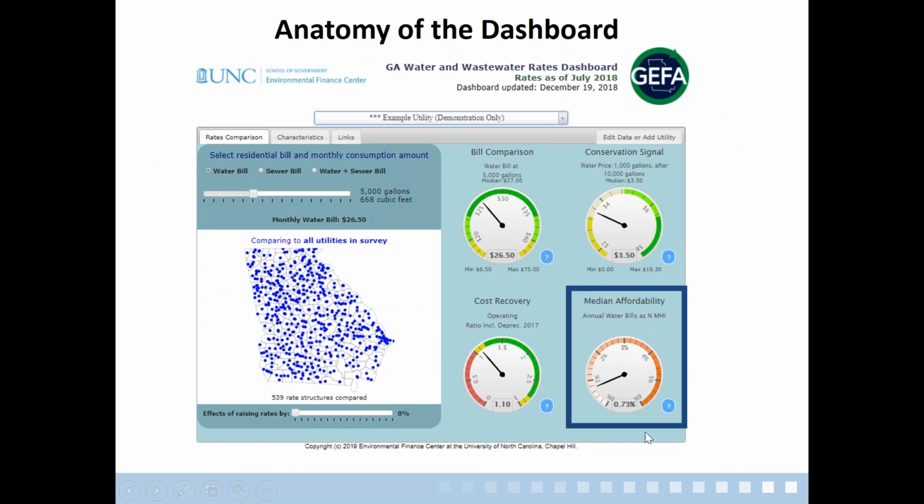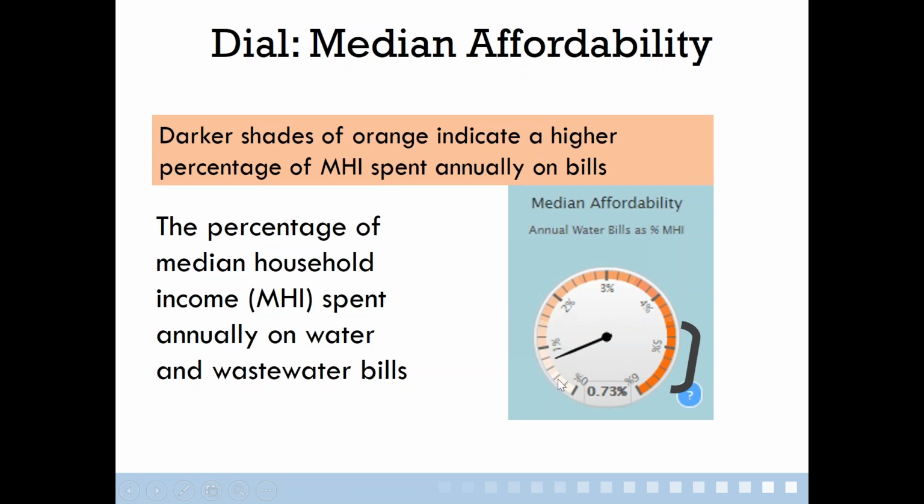Okay, moving on to the median affordability dial in the lower right here. We have annual bills, and this again is for the selected service over here, so right now it's water, as a percent of MHI. And this is a gradient, unlike the other dials that go kind of the traffic scheme of green, yellow, red. We did this one in a more neutral color because it's hard to set universal benchmarks for this, and that's also why we call it median affordability, because these percentages are based on the median household income for your community.